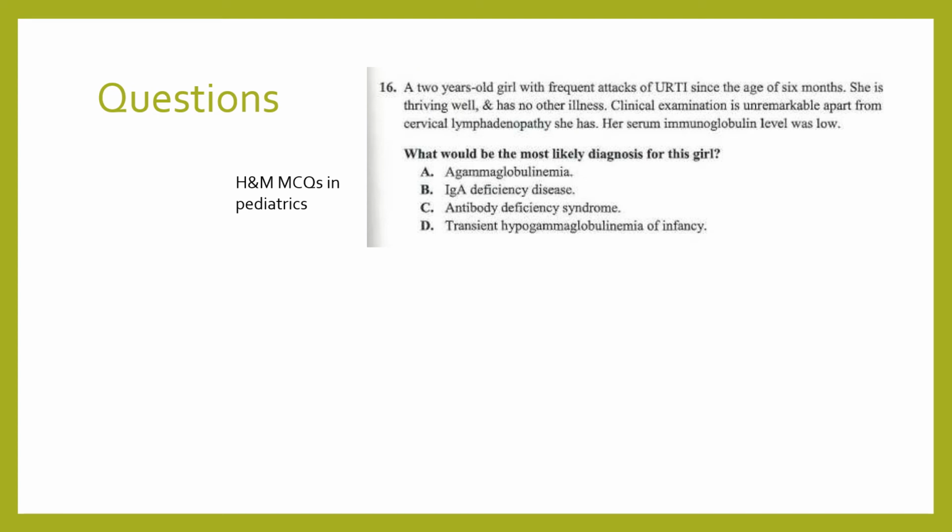A 2-year-old girl with frequent attacks of upper respiratory tract infections since the age of 6 months. She is thriving well and has no other illnesses. Clinical examination is unremarkable apart from cervical lymphadenopathy, and her serum immunoglobulin level was low. What would be the most likely diagnosis for this girl? The answer is D, transient hypogammaglobulinemia of infancy.